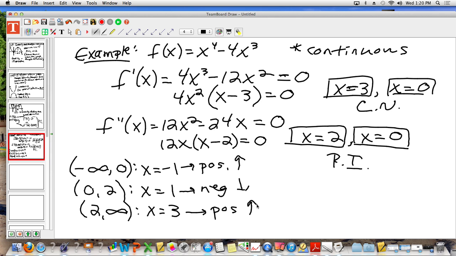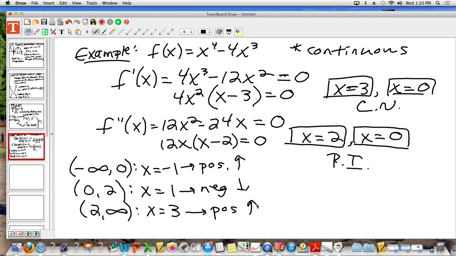So you would give me these two values, x equals 2, x equals 0, are your PIs. And then you would give me these things. You would list that from negative infinity to 0, it's concave up. And then from 0 to 2, you would tell me it's concave down. And then from 2 to infinity, you would tell me that it is concave up.